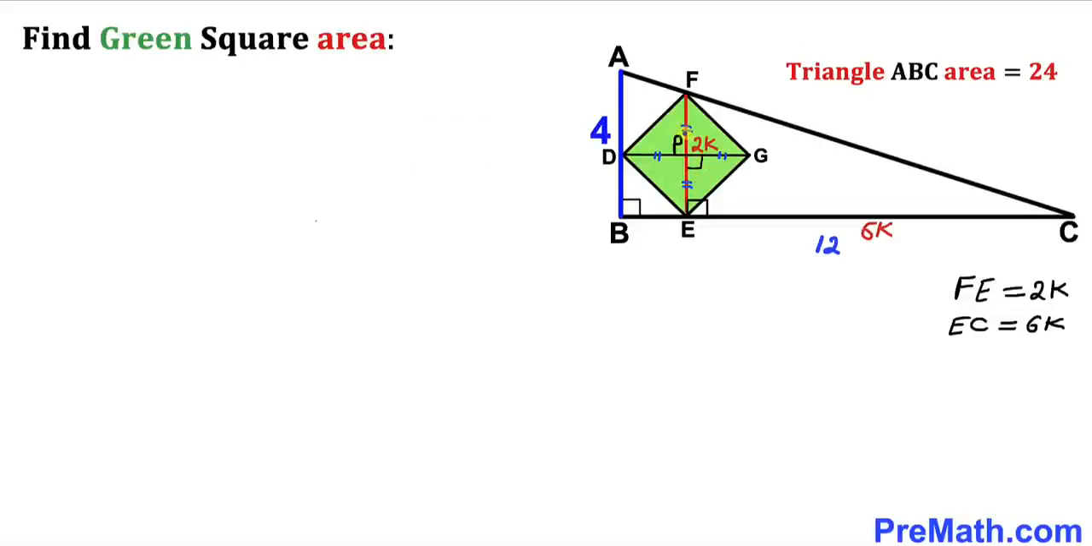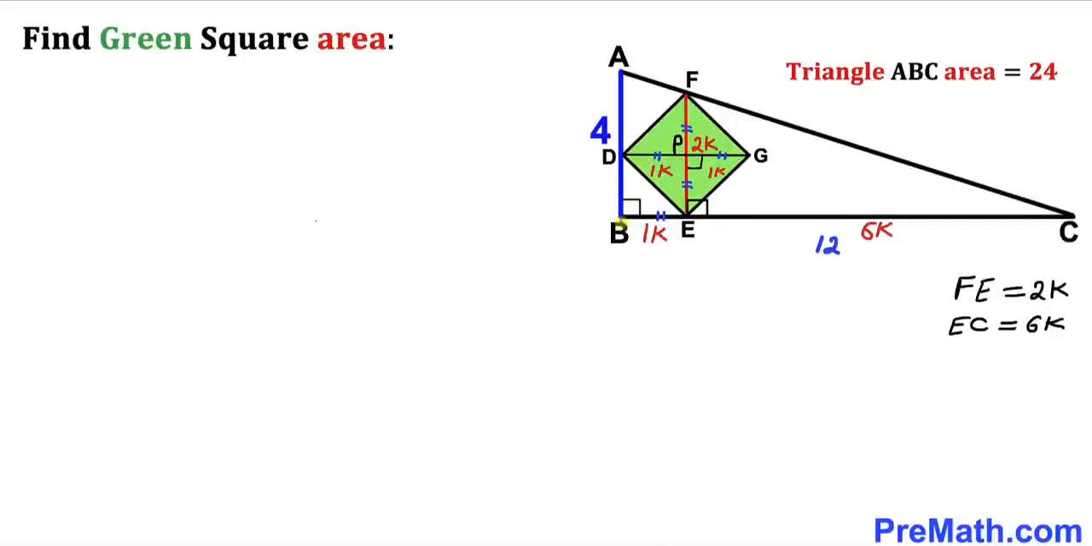And if P is the point at which these diagonals intersect each other, and we know that this diagonal EF is 2k, then this diagonal DG is going to be 2 times k as well. Therefore, the length DP is going to be 1 times k, the half of that, and this length is going to be 1 times k as well. And now let's make an observation. We can see that this segment DP is going to be equal to this segment BE. If this segment is 1k, then this segment BE is going to be 1k as well.